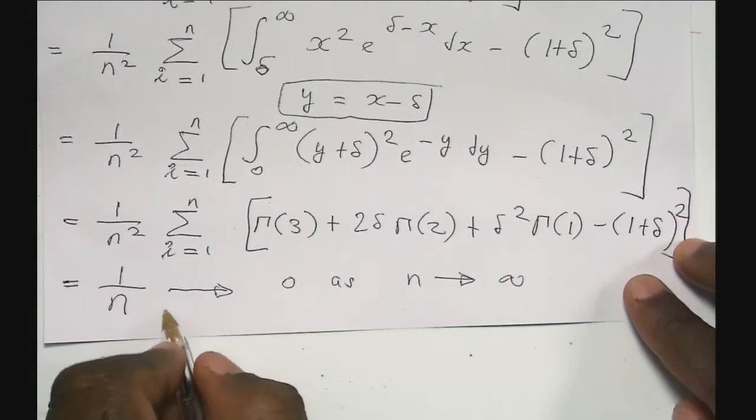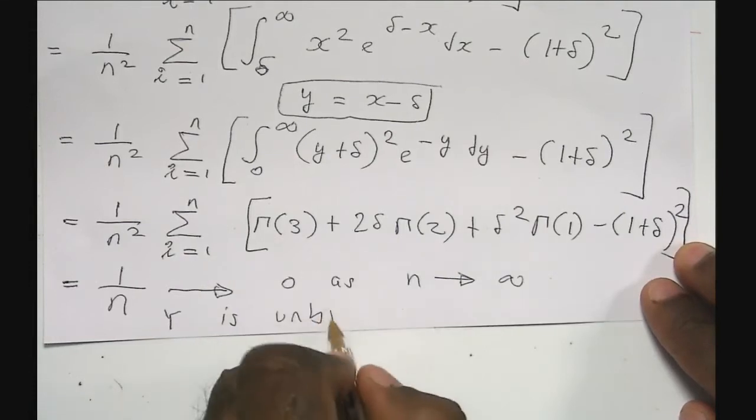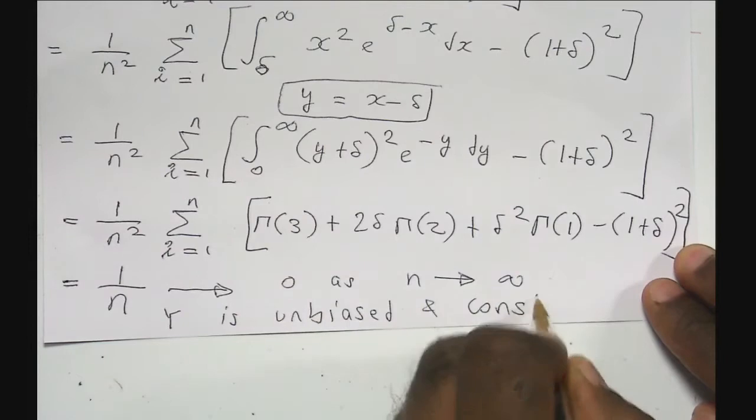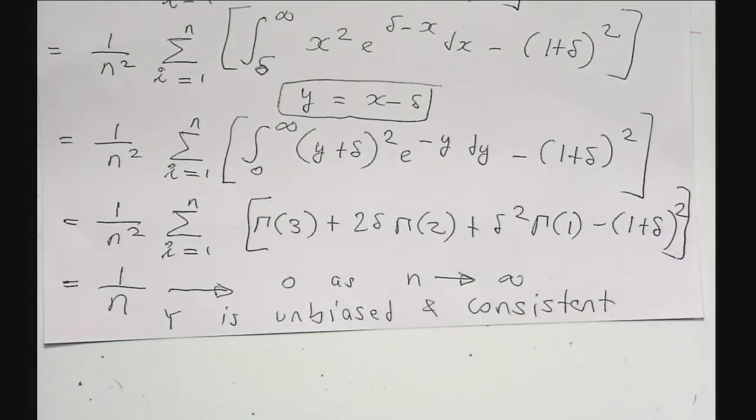So the conclusion is that y is unbiased and consistent. All right. I skipped a few steps because of the time, guys. But is that clear or not? Can you try the next, guys? Next question, guys.